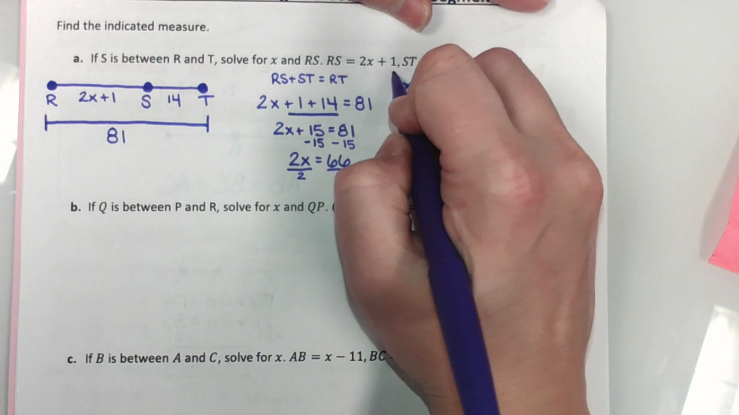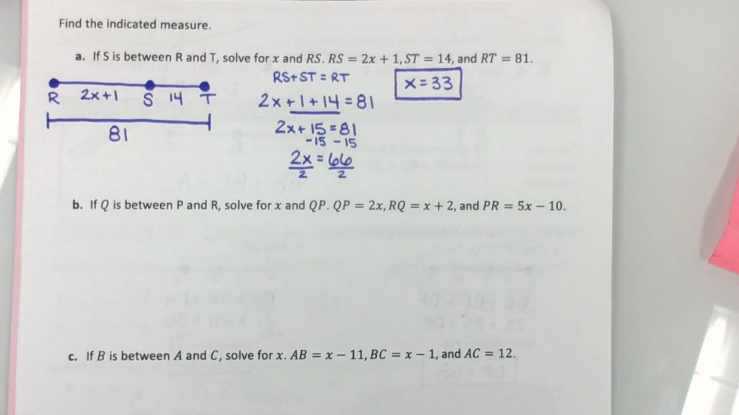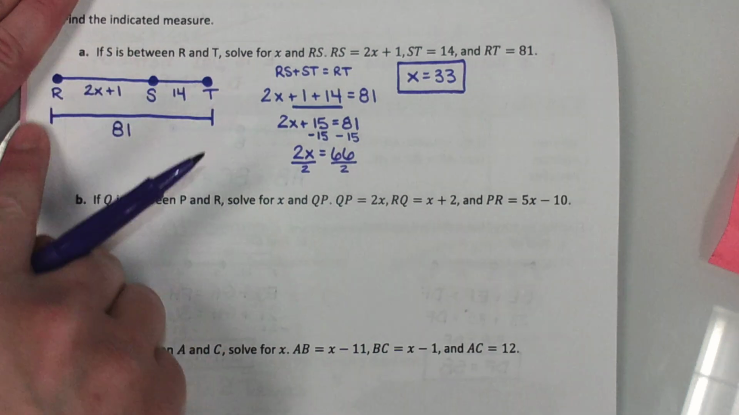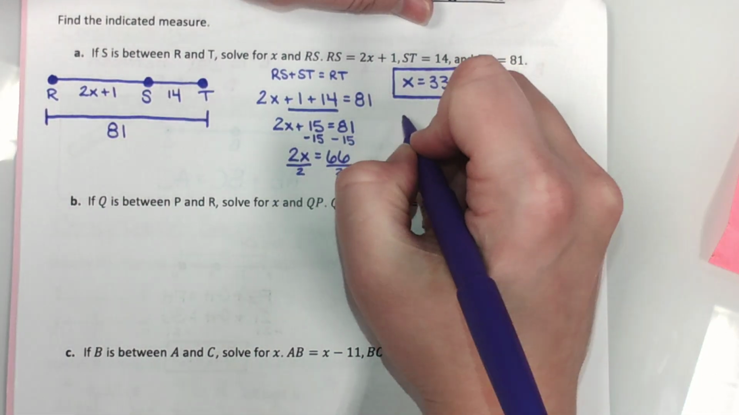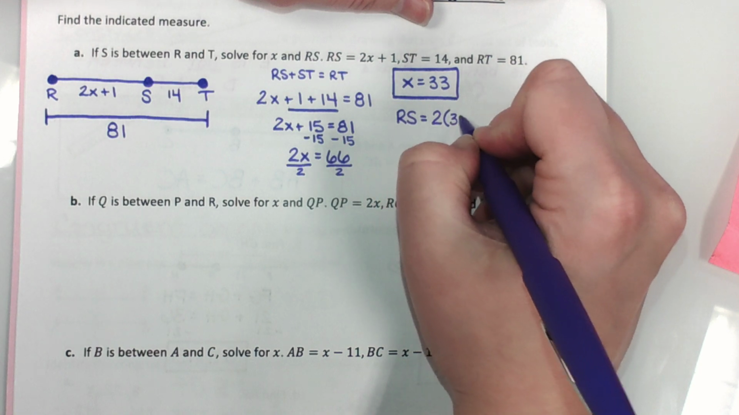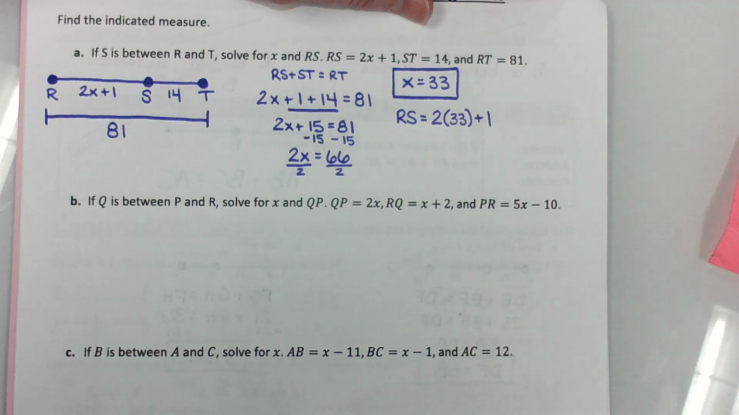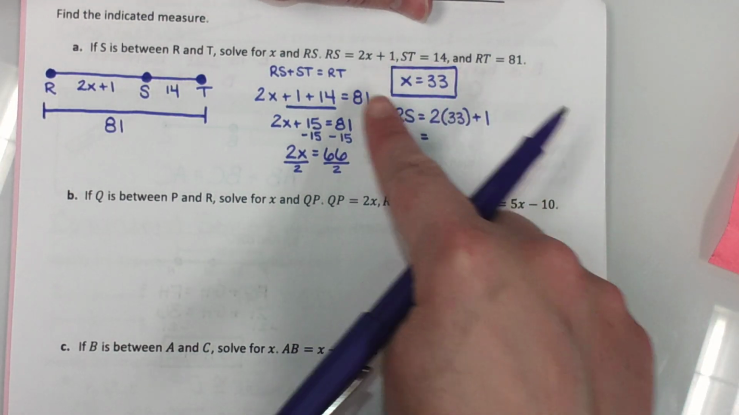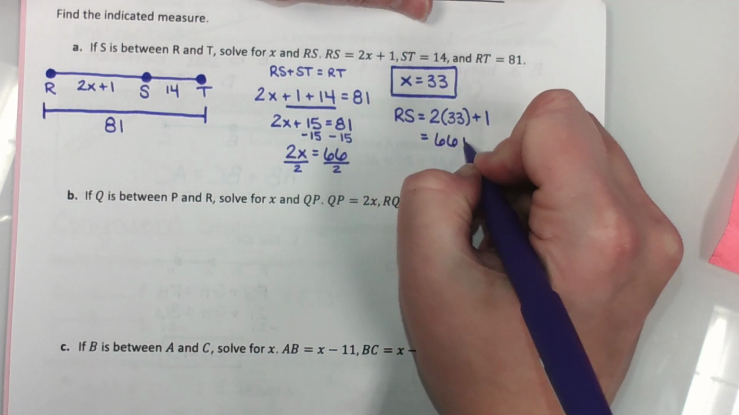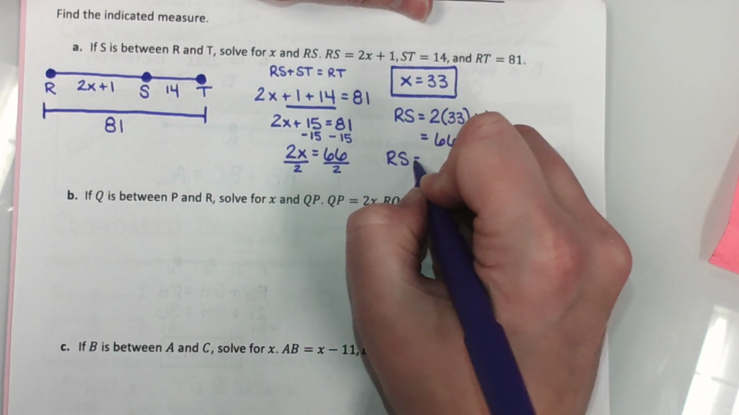I still need to find RS, which means I need to plug back in. I need to substitute back. You need to plug 33 into x, so it's 2 times 33 plus 1. Make sure you're plugging it into the correct place. Now in this one, there's only one place. But make sure you're double checking where you're plugging it back into. In this case, there's only one option. 2 times 33 plus 1. When you're plugging it back in, you're doing PEMDAS. Multiply before you add. 66 plus 1, which is 67.